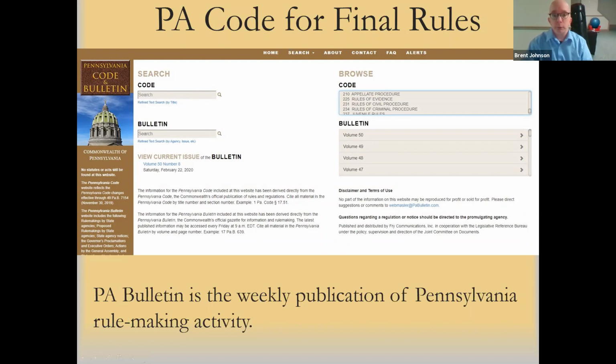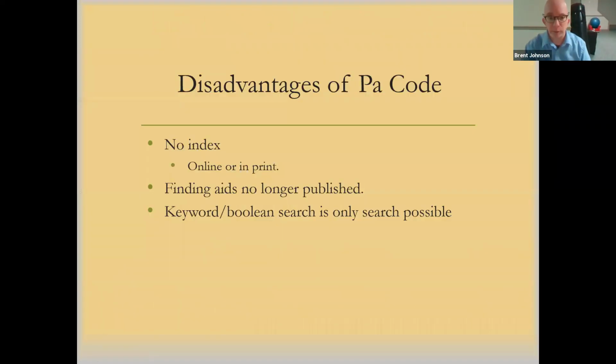So the top half is code, bottom half is bulletin. The bulletin is the weekly publication of the proposed rules and agency actions, and then the Pennsylvania Code of Regulation is the final official version that had been promulgated.